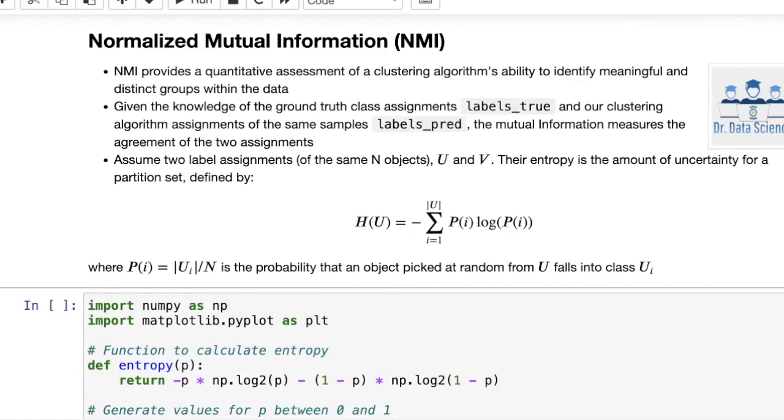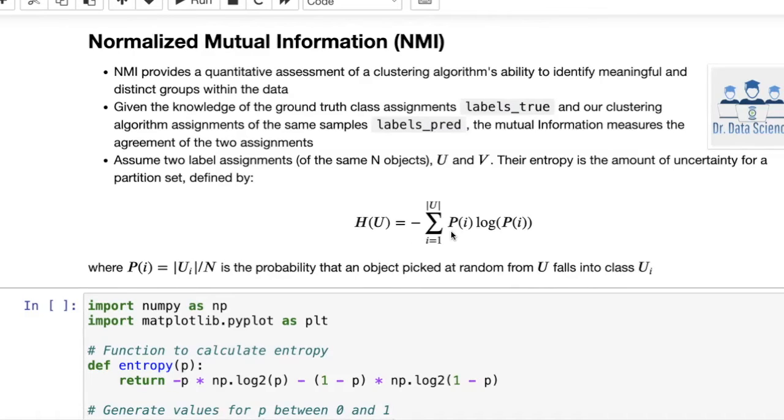And therefore, we have to use tools from information theory, such as entropy and mutual information, to find the agreement between two sets of assignments. And we call them here U and V, and each one is length n. So we need to start with the definition of entropy. It's very easy to remember what entropy is. It's this formula, which is negative sum of probabilities times log of probabilities.